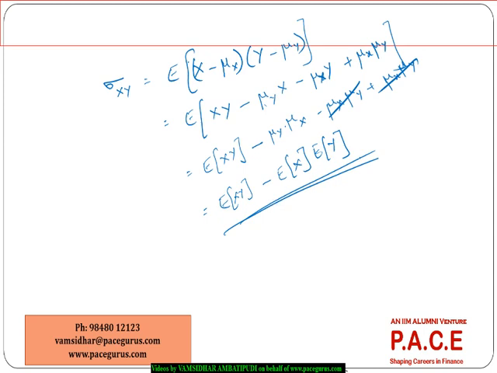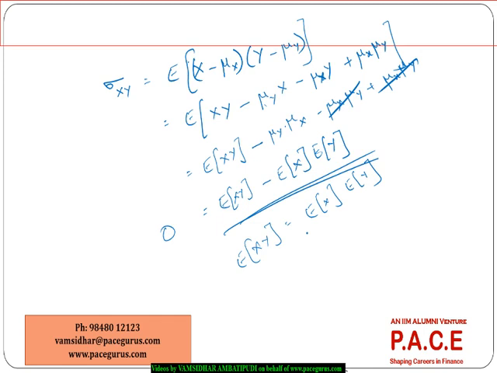So when the covariance is 0, we see that the expected value of xy is the same as the expected value of x into the expected value of y. If you remember, when we discussed some of the relations relating to the expectations, we said that these two are equal only when the variables x and y are independent. So when x and y are independent, I can very well say that the covariance between them is 0.